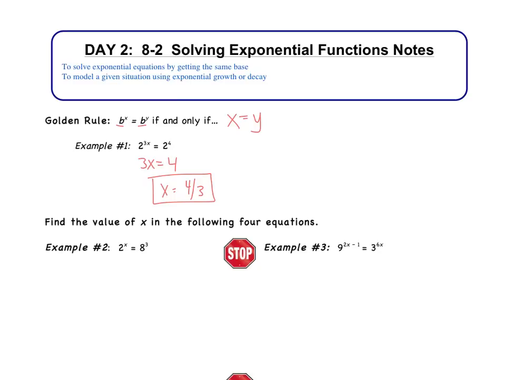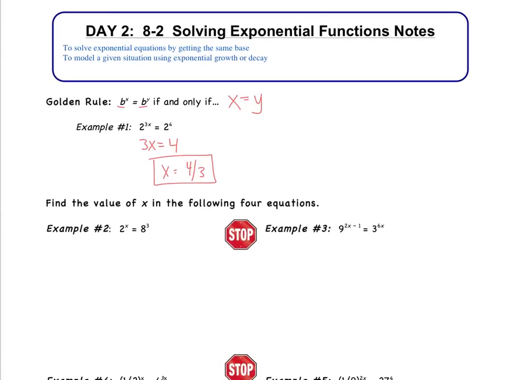So let's look at example number 2. You're going to notice we have different bases. We have a base of 2 and we have a base of 8. So what we need to do is try to get the same bases on both sides. Now, 2 I can't write any other way. 2 is just 2. So I get 2 to the x. Well, 8 I can rewrite though. So I'm going to keep that third power. How can I rewrite 8? Well, 8 is 2 to the third.